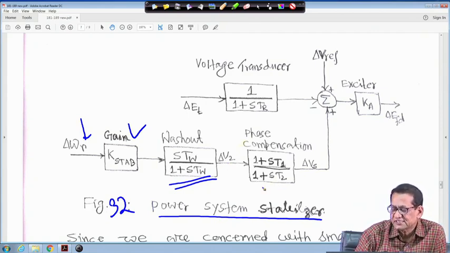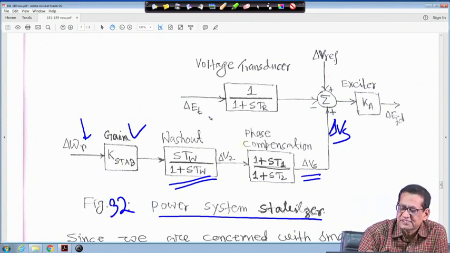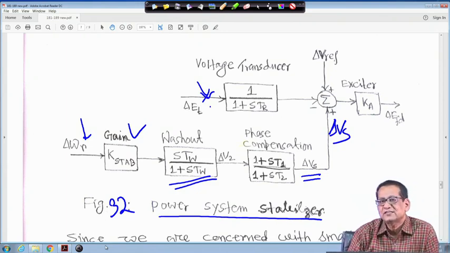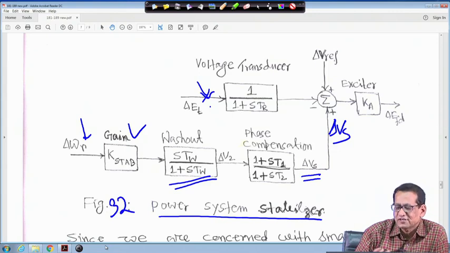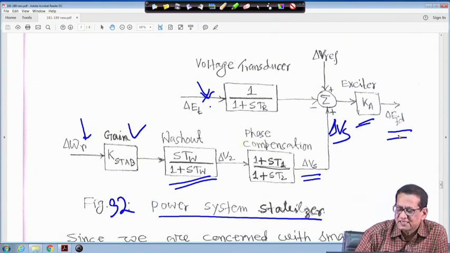This is a phase compensation, 1 plus ST1 upon 1 plus ST2, generally a phase lead compensator, and the output is delta Vs. This delta Vs signal is coming here, and this is your delta V reference, coming from the voltage transducer, with input delta Et. We have seen this in the block diagram of figure 31 also. This is the exciter, only gain K is considered, no transfer function, and the output is delta EFD.